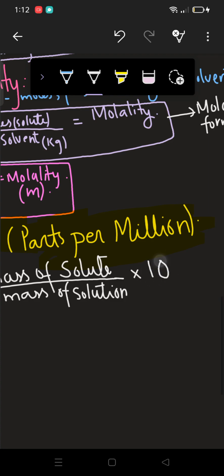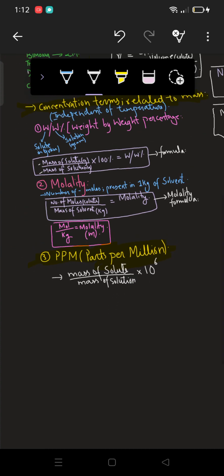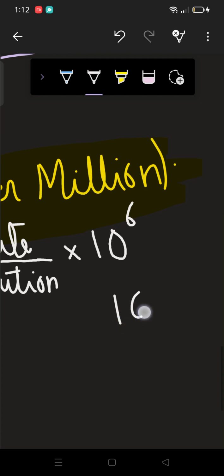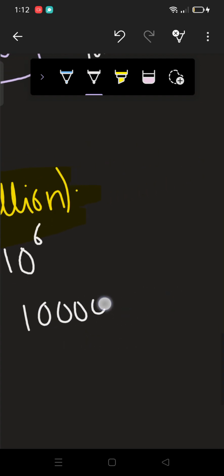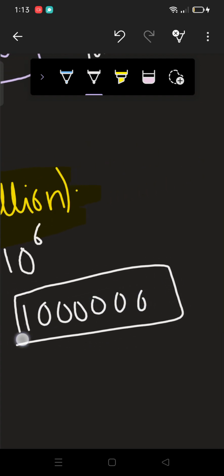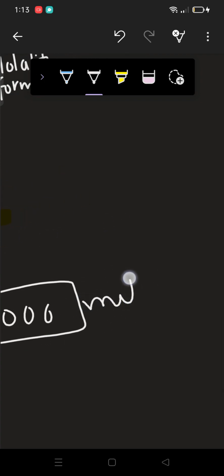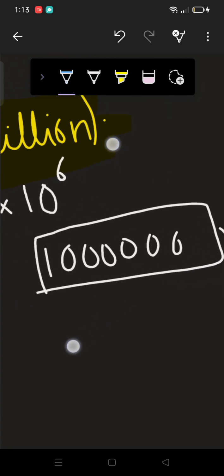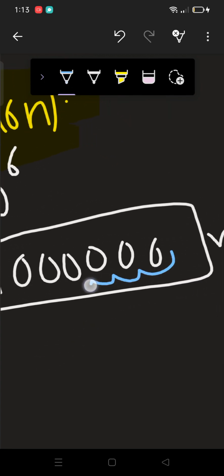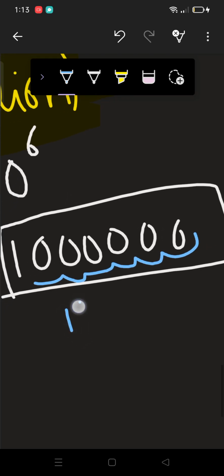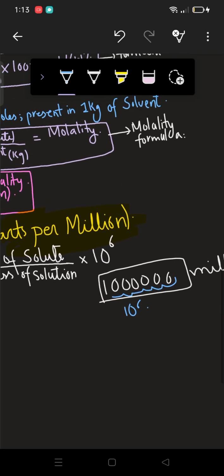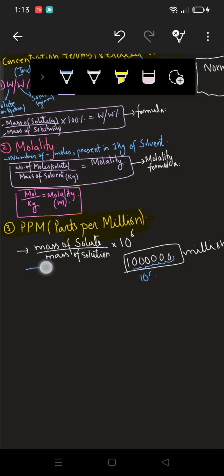Into 10 to the power 6, we know that. How do we say million? This is right, this 1 2 3 1 2 3, this is what we call the million, right? So in million we have 6 zeros. You can find here, right? 1 2 3 4 5 6, that's why 10 to the power 6. Okay, so mass of solute per unit mass of solution into 10 to the power 6, right?